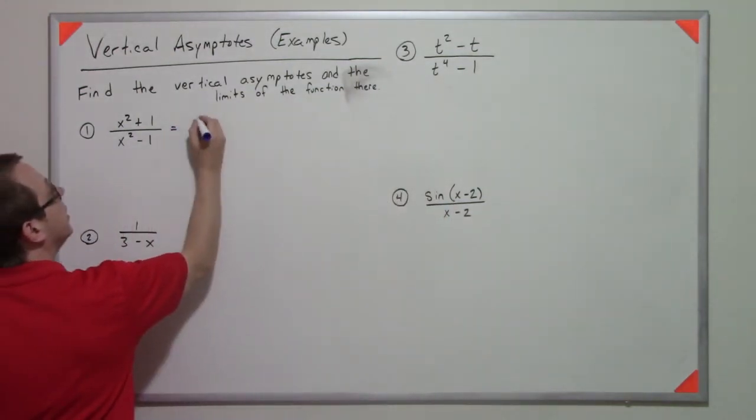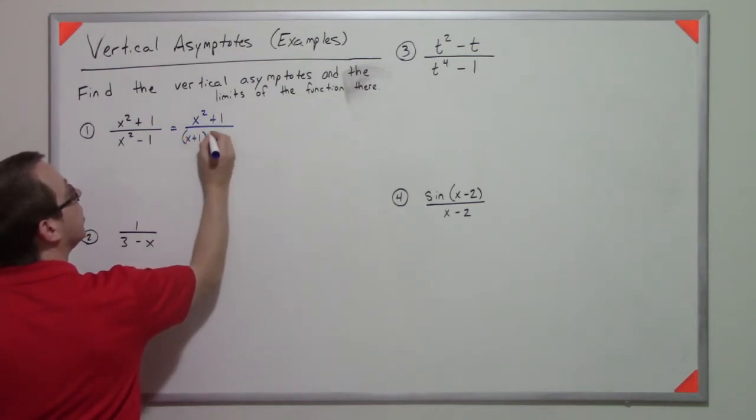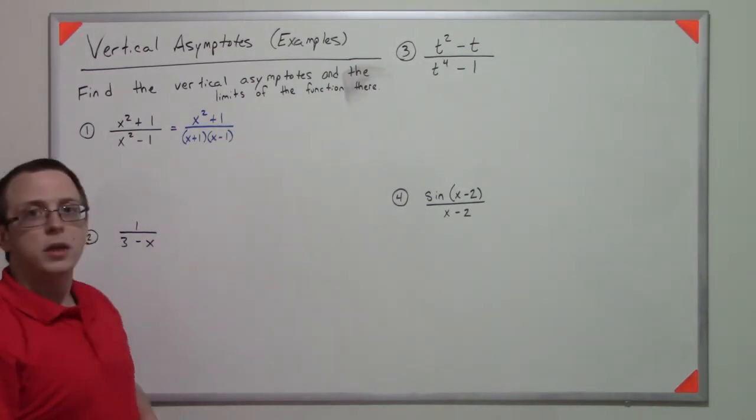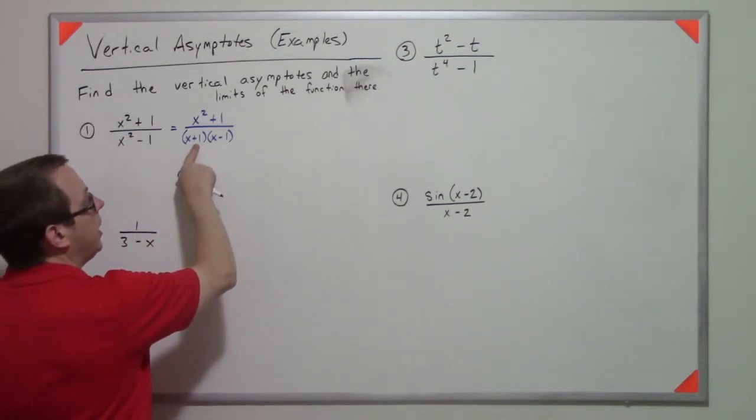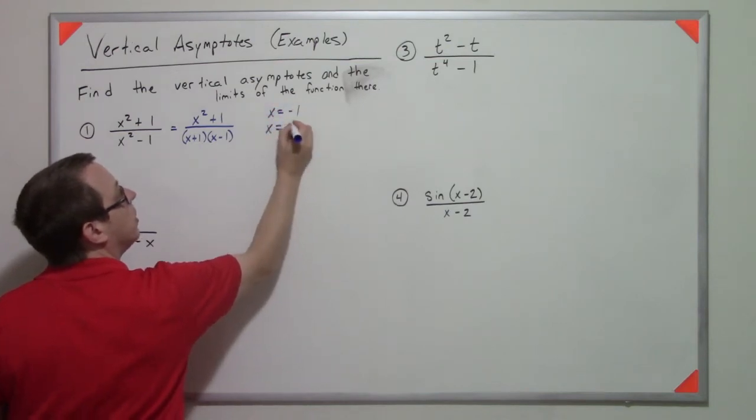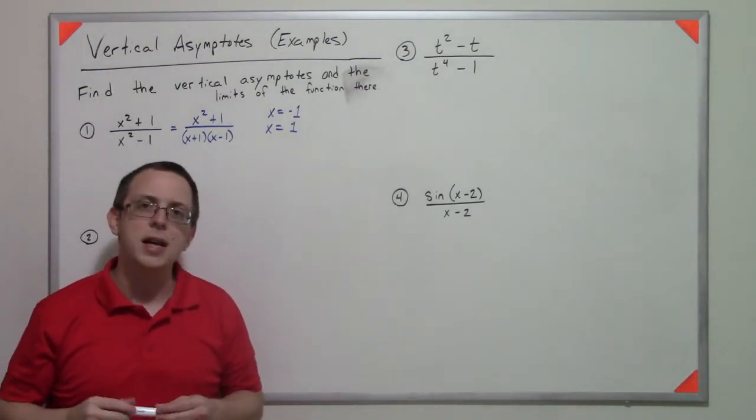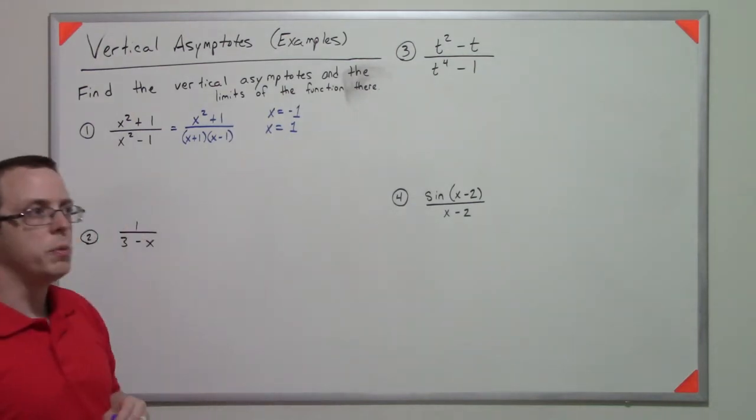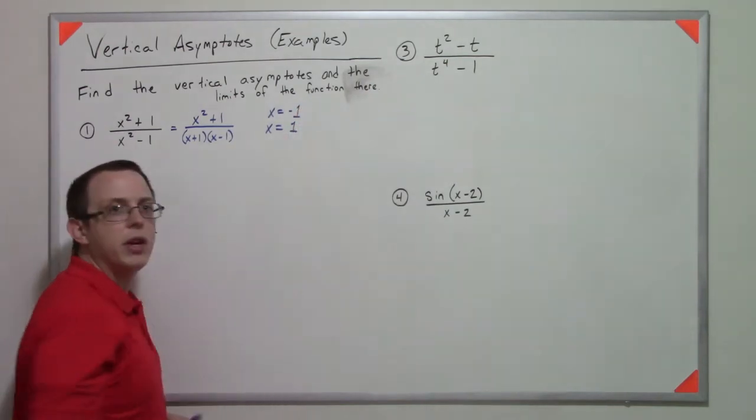We'll say that that is x squared plus 1 over x plus 1 times x minus 1. So in doing this, we can see that there is a vertical asymptote at x equals negative 1 and x equals positive 1. But we need to analyze the behavior of this on the left and the right. So ultimately we need to take the left and right hand limit there.